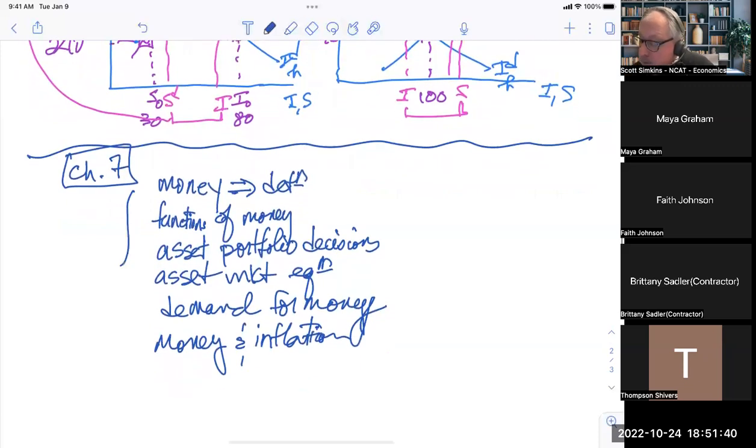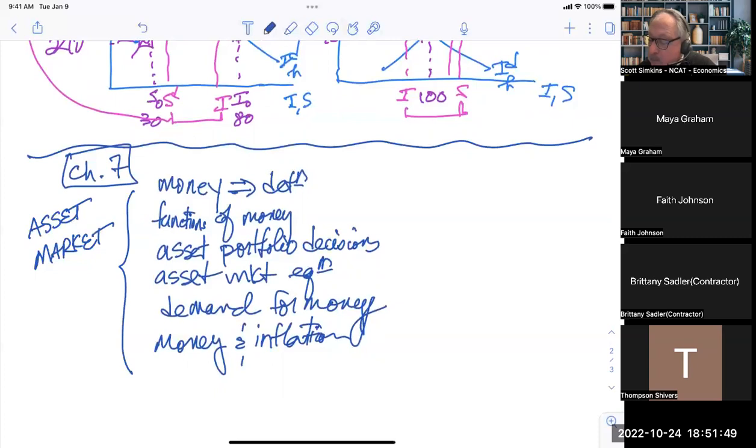So chapter 7 is what? The asset market. What's an asset, just definitionally? Something that gains value over time, something that appreciates. It doesn't have to. An asset might depreciate. Assets can go up or down in value.